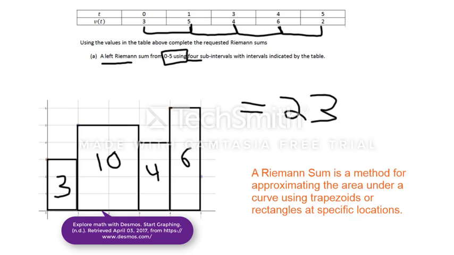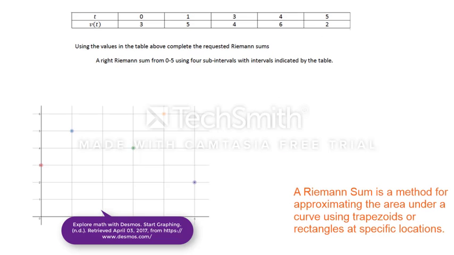Let's go ahead and take a look at what the right Riemann sum is going to ask us to do. So a right Riemann sum is extremely similar. And again, I'm going to start this the same way I start all of my Riemann sums, by trying to figure out exactly what those intervals are going to look like on my table. So this is going from 0 to 5. So I can see a similar pattern with my rectangles. I'm able to complete the 4 subintervals from 0 to 5.